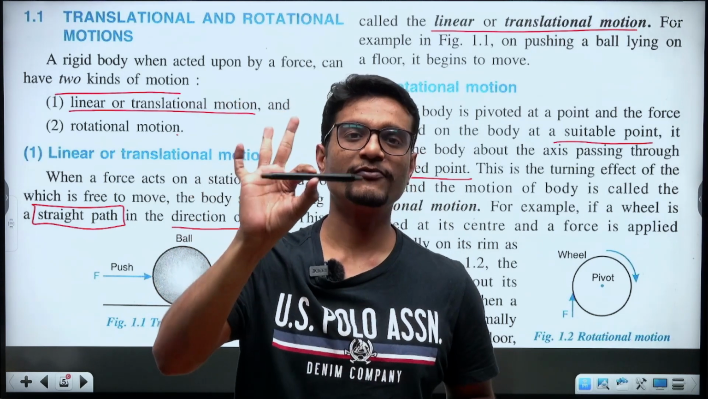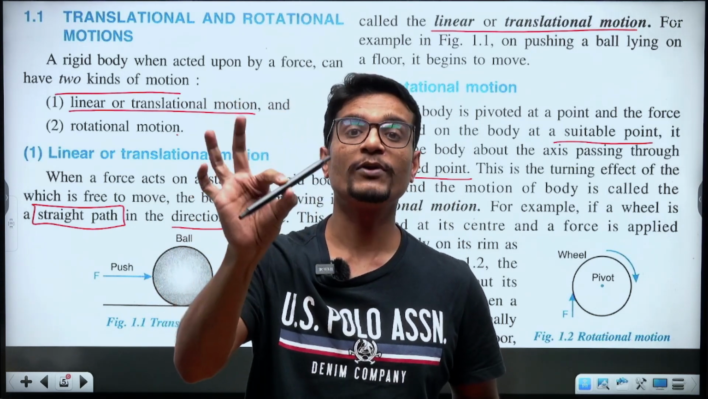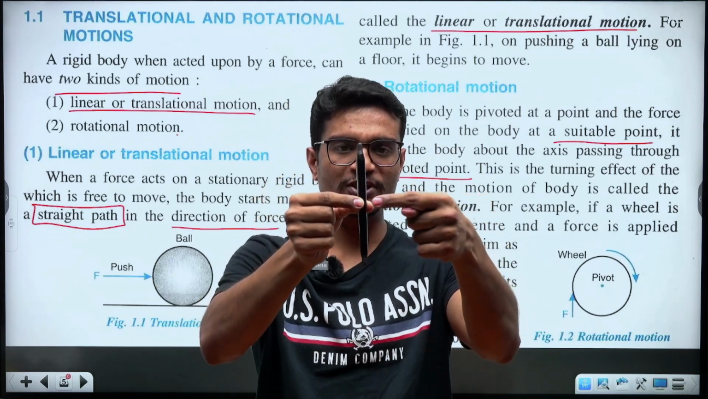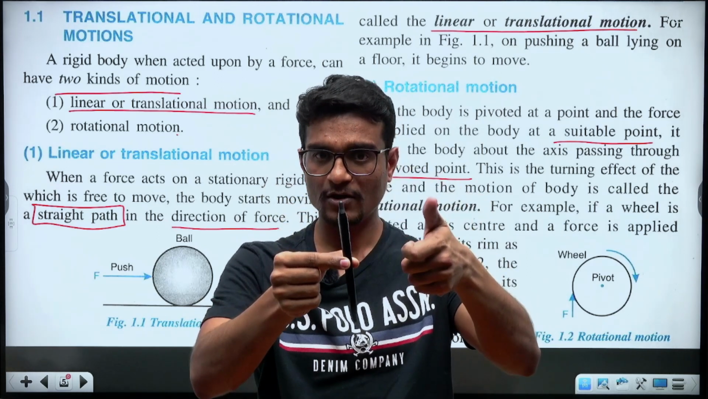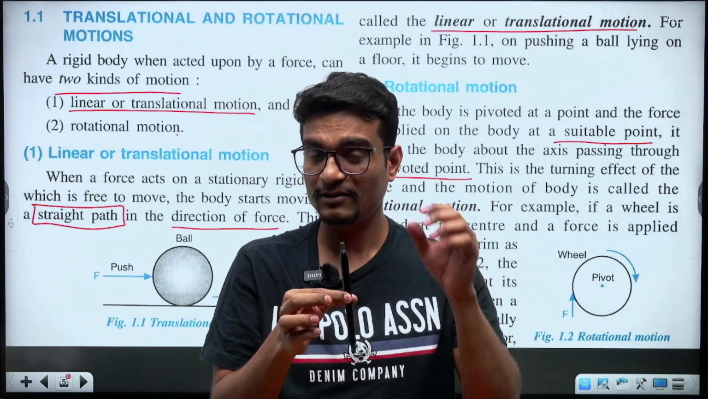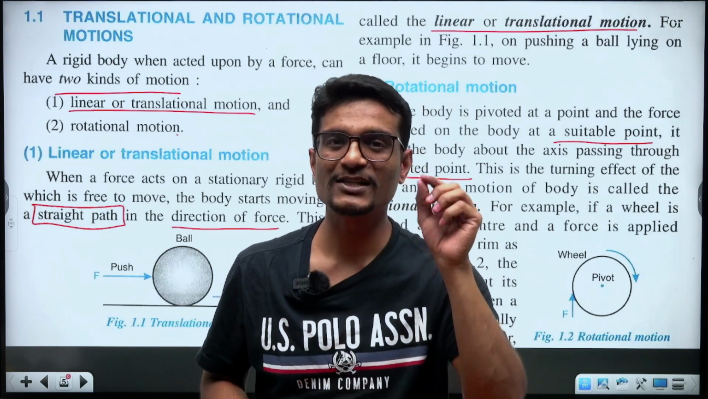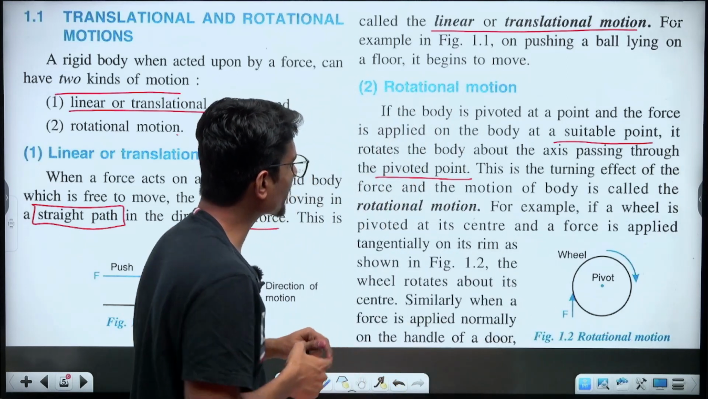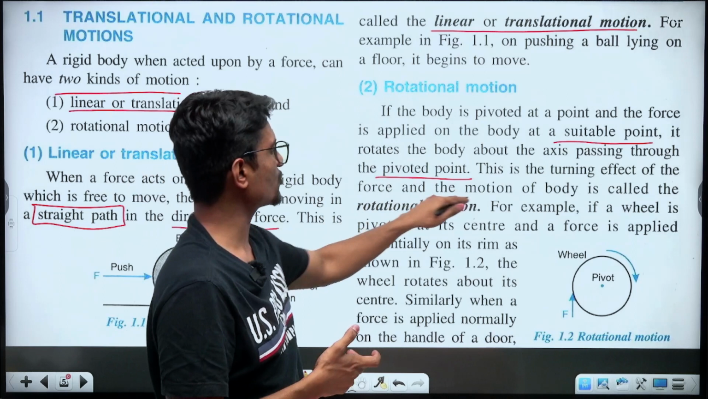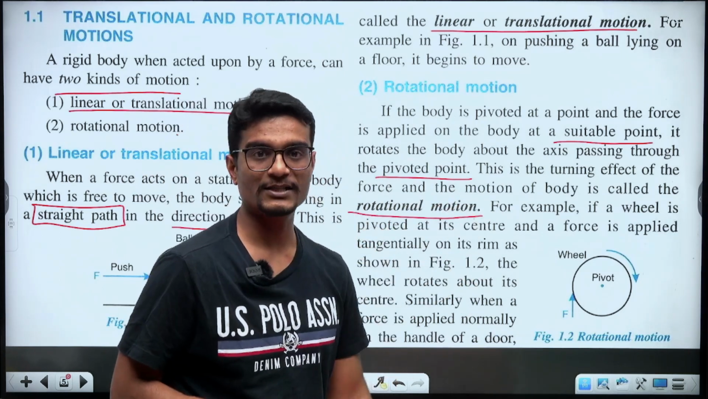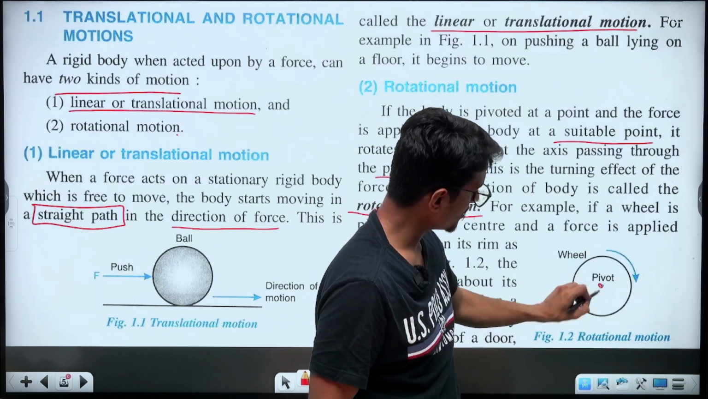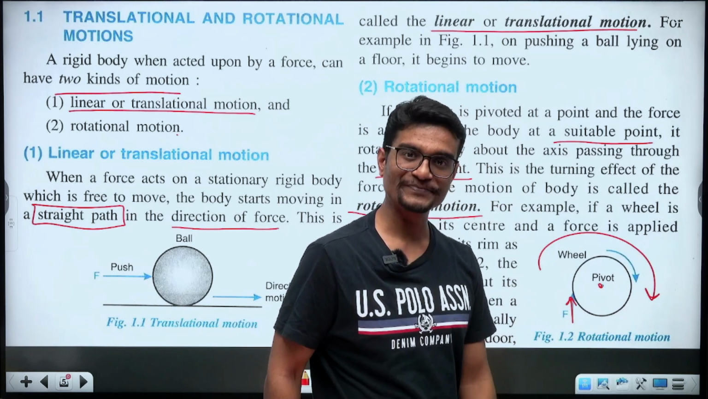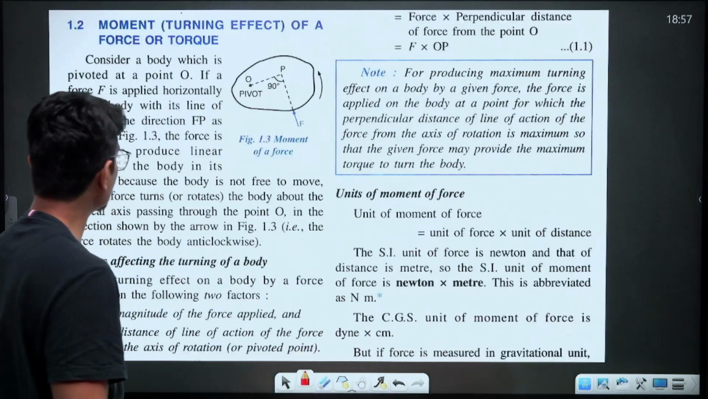So in rotational motion, my question to you, you can answer in the comments, is: what if I apply the force where the body is pivoted? Let us say the pen is pivoted here. Try this yourself. And I apply the force here only. What will happen? Will the body rotate or what will happen? What is the important significance of the words at a suitable point and in a suitable direction? You have to think. Okay, this turning effect of a force and the motion of a body is called rotational motion. Simply, you can see there is a pivot, there is a force, and because of which the wheel is set into motion. Okay, let us move.